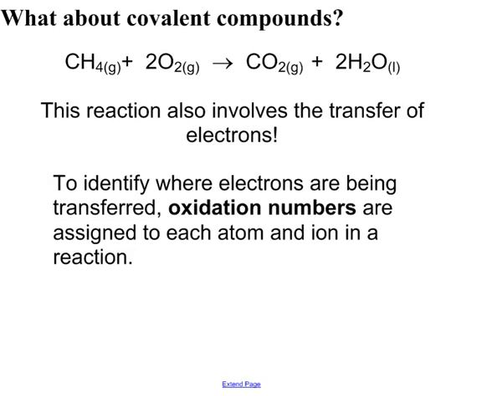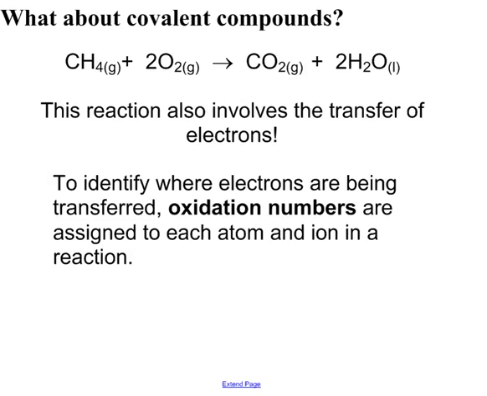All right, what about covalent compounds? Covalent compounds are trickier because they don't have charges, so it's tricky to figure out where these electrons are moving, but that doesn't mean that electrons aren't moving in covalent compounds. In fact, here's a perfect example of a reaction. It's a combustion reaction, and this reaction also involves the transfer of electrons.